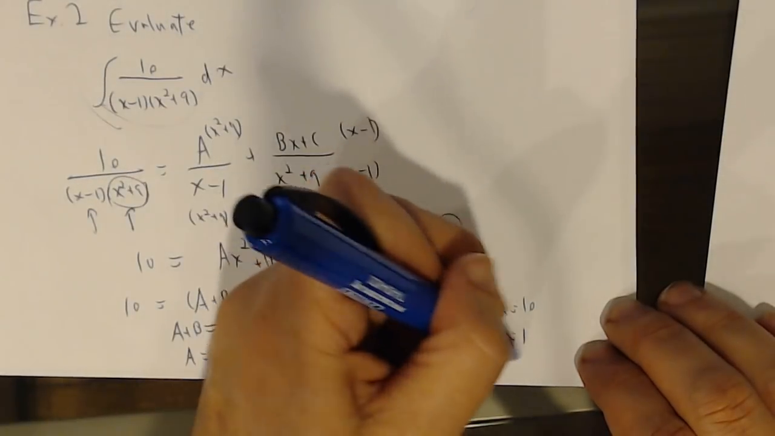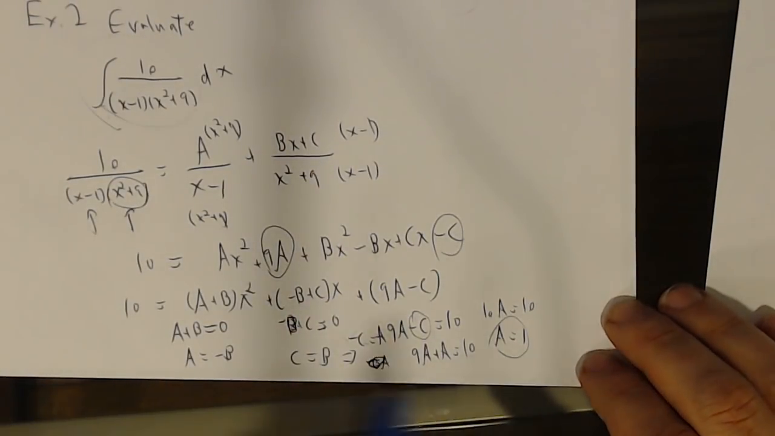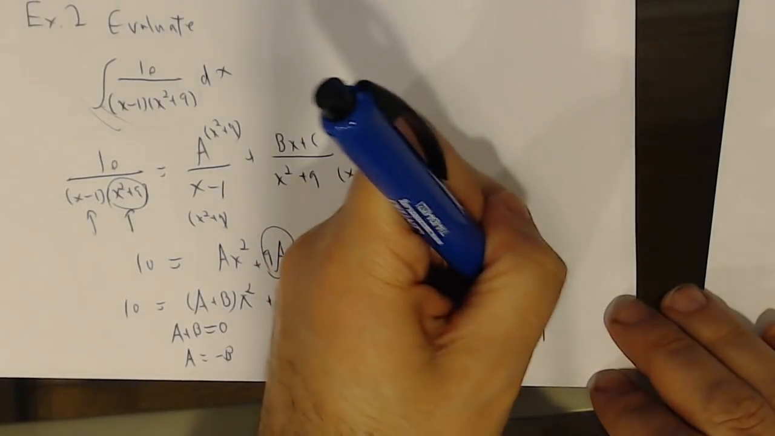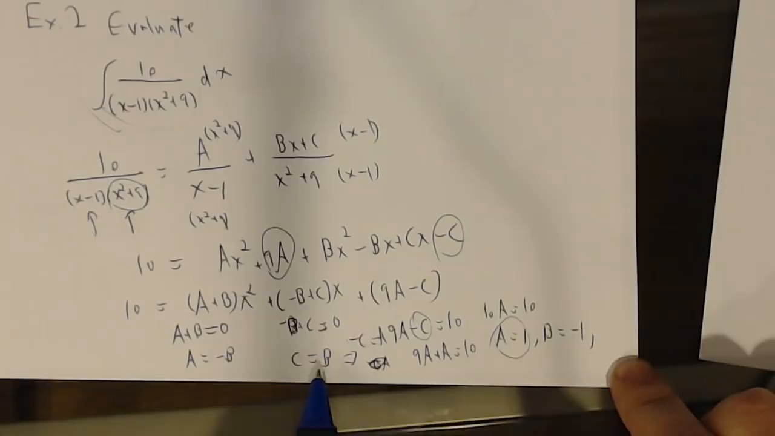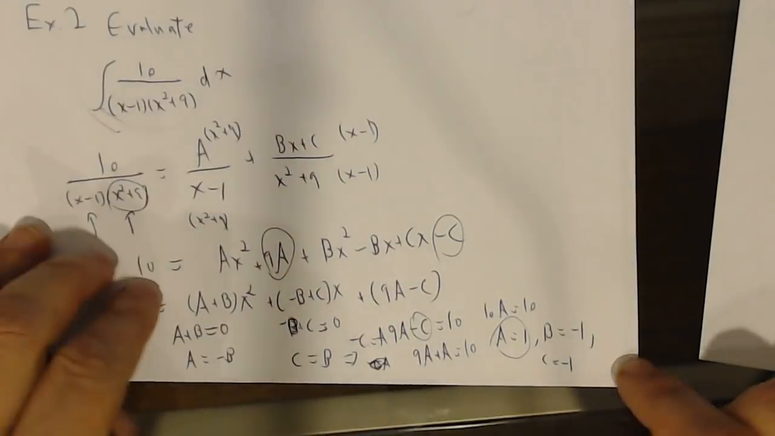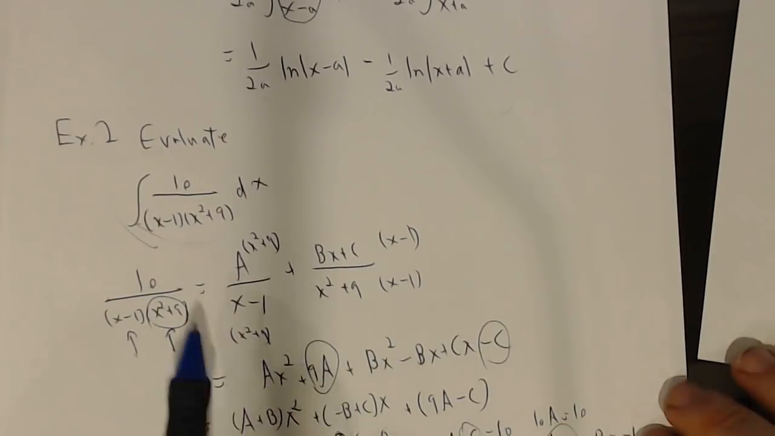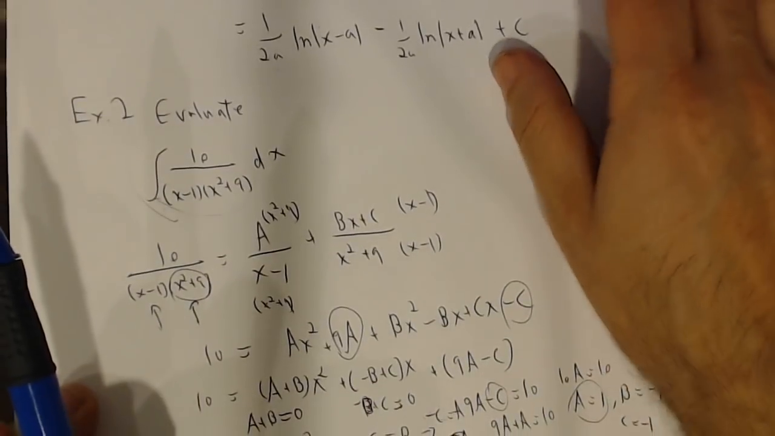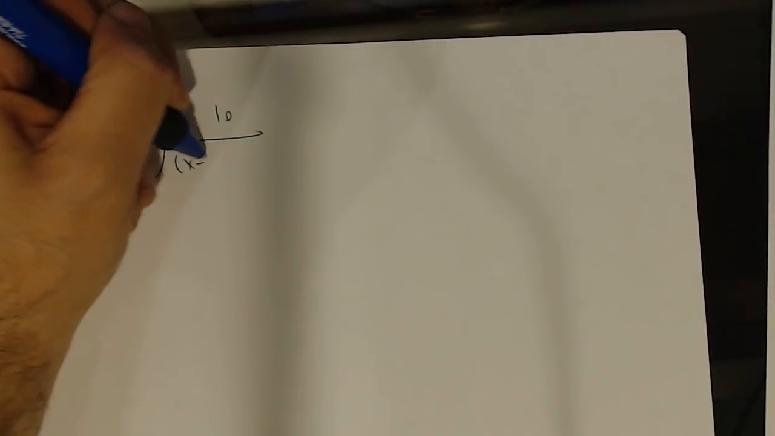Once I found a, the rest should fall into place. If a = 1, then a = −b, or in other words b = −a, so b is −1. And if b is −1, c is the same thing as b, so c is −1. Now that I found a, b, and c, I can come back and replace them here. Let me write that down. We get the integral of 10 over (x − 1)(x² + 9) dx.